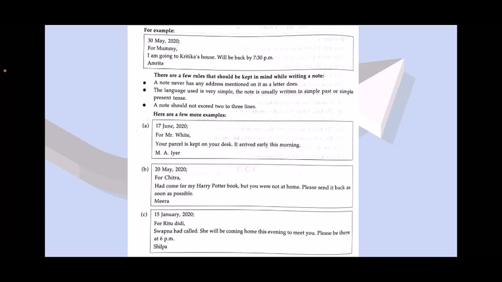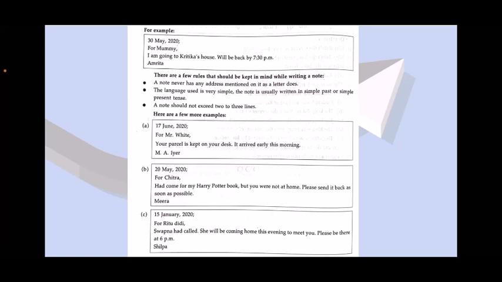Now here you will see some examples of notes. See the first example, 30th May 2020. For Mummy, I'm going to Kritika's house. Will be back by 7:30 p.m. Amrita. So here, what is Amrita trying to tell her mummy? She's trying to say that you are not there at home, but I have to go to this friend's house and I will be back by 7:30 p.m. Since she cannot personally tell her, she is leaving a note for her.